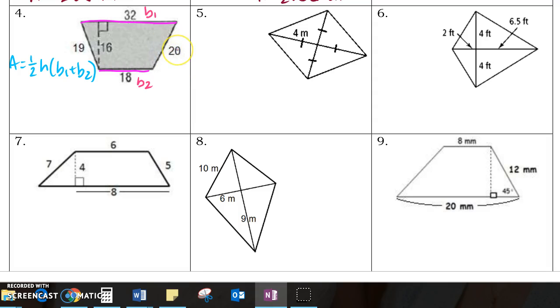But now let's figure out which one's the height. Well, like we said, the height always forms a right angle with the base, so that would mean that 16 is our height. So once we do that, we can substitute everything into our equation.